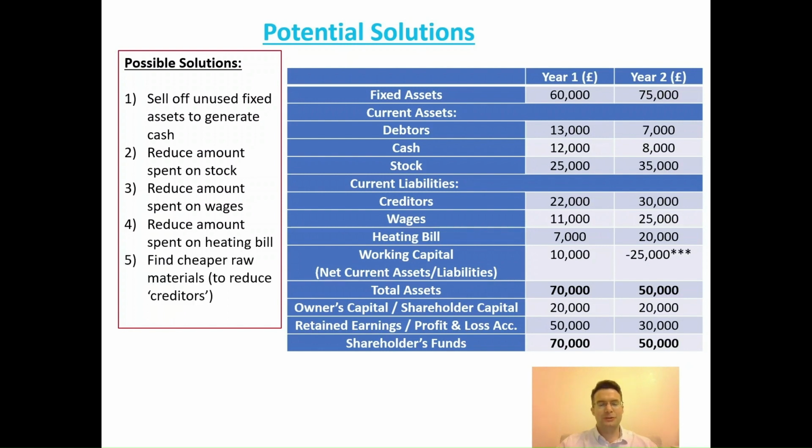A fifth possible solution could be to find cheaper raw materials. As we can see here, creditors have increased significantly from 22,000 to 30,000 pounds. Now, this is a current liability. This is something that we owe. Once again, the fact that it's gone up is contributing to our reduced working capital. Could we find cheaper raw materials so that our creditors figure, well, we find it much easier to pay them?